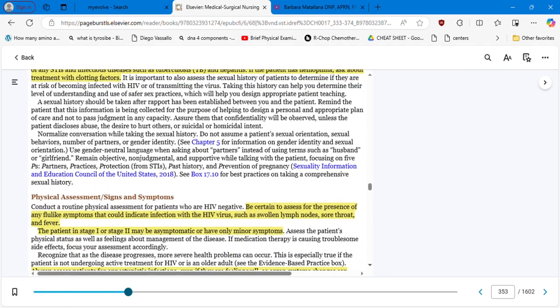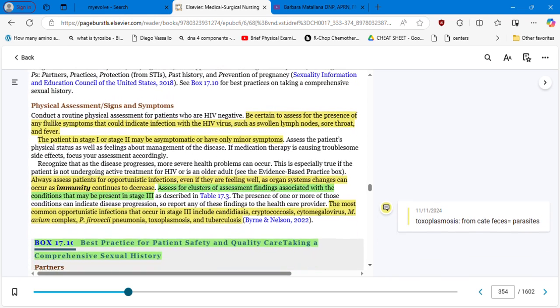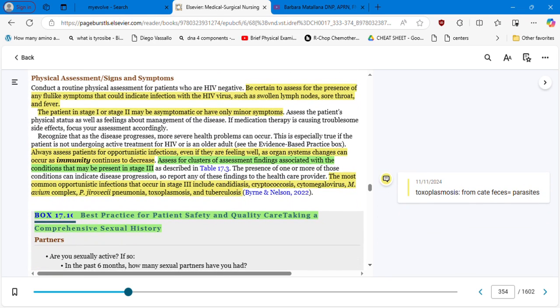Okay, and then in terms of physical assessment, signs and symptoms, be certain to assess for the presence of any flu-like symptoms. Remember, those are very similar, especially in stage 1. That could indicate infection with the HIV virus, such as swollen lymph nodes, sore throat, and fever. Stage 1 is characterized by those symptoms. The patient in stage 1 or stage 2 may be asymptomatic or have only minor symptoms. Also good to remember that.